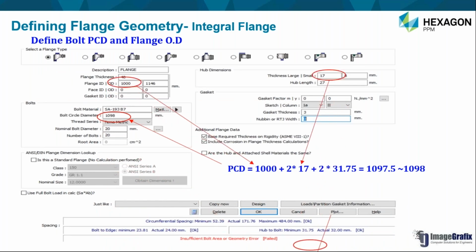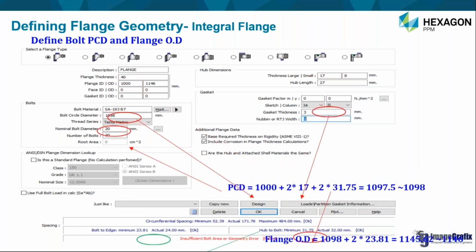So again, if we go back to PV Elite, they have mentioned it over here. If you see, okay, so PCD is nothing but your ID plus 2 times G1, which is 17, plus 2 times your hub to bolt distance. Okay, so that we have got from the TEMA table D5. So the total becomes 1097.5. So we have taken the value as 1098. Clear?